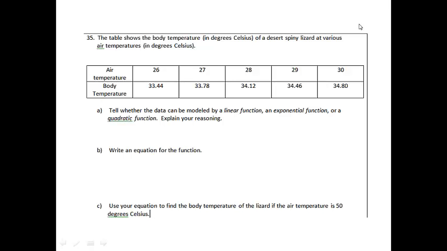Question 35. The table below shows the body temperature in degrees Celsius of a desert spiny lizard at various air temperatures in degrees Celsius. Part A, tell whether the data can be modeled by a linear function, an exponential function, or a quadratic function. Explain your reasoning. I decided on this one that I was going to go ahead and do a scatter plot. So I'm just going to go ahead and make a scatter plot for it. And so hopefully you did that as well.